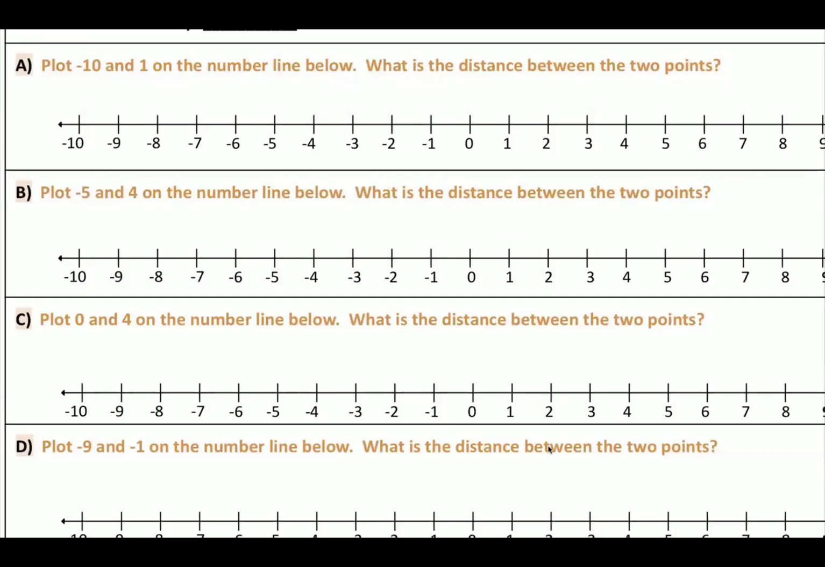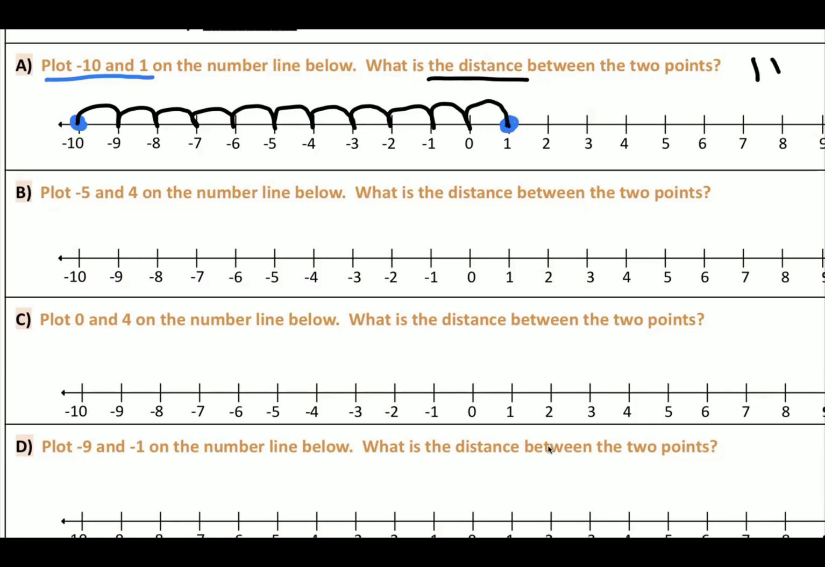Let's take a look at page 3, example A. It says plot negative 10 and 1 on the number line. What is the distance between the 2 points? Well, plotting 2 numbers just means putting a dot at them. So let's do that first. I'm going to put a dot right on the line at negative 10 and at 1. Then I'm going to determine the distance by making really neat loops, one loop between each number. We have 1, 2, 3, 4, 5, 6, 7, 8, 9, 10, 11. So the distance between these 2 points is 11.